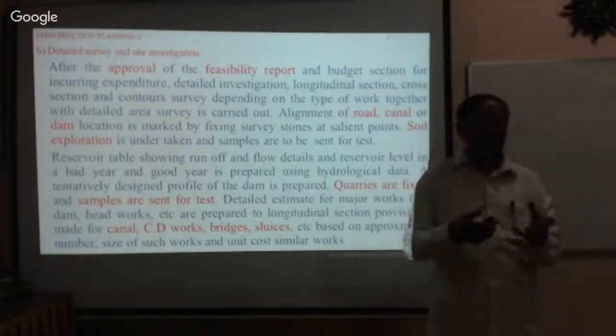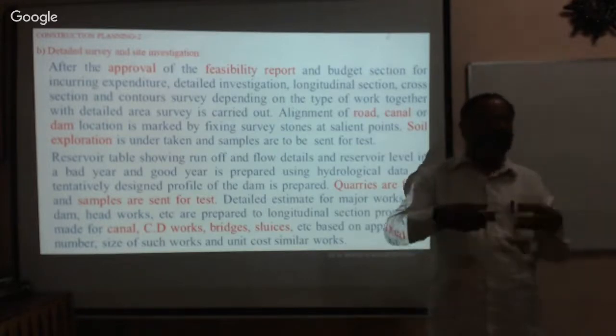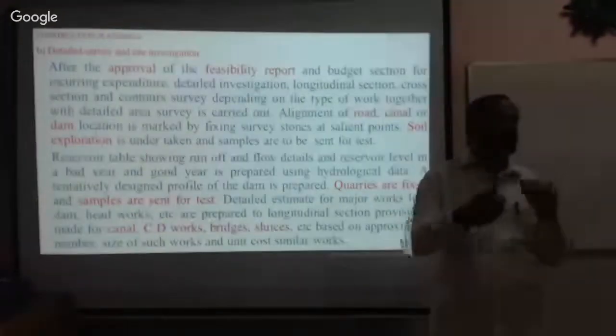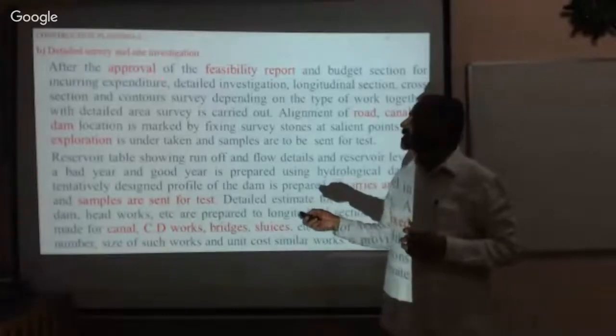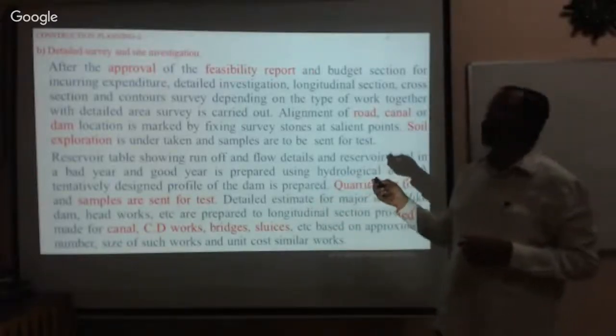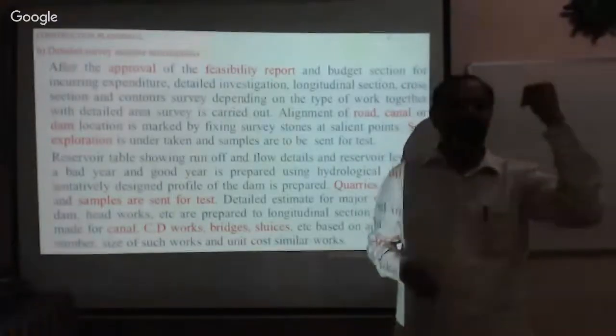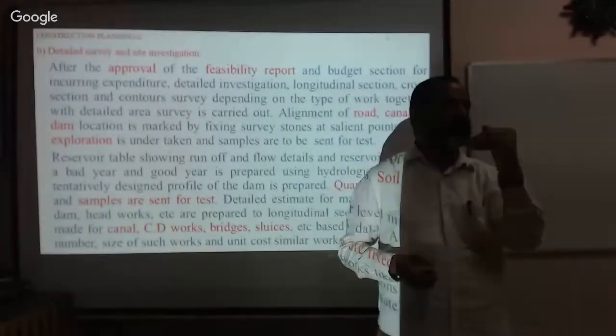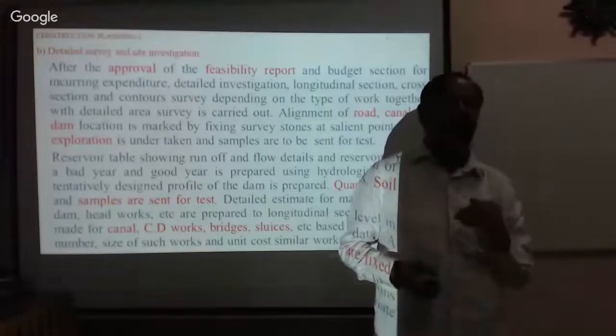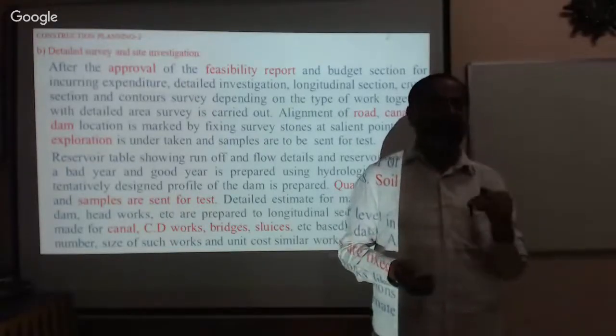That is, yes, this project can be done, we will pay the money, you proceed. Then the second stage will start. This is the second stage. After approval of the feasibility report, the administrator will give you the approval. Yes, you can proceed. Then your problem now starts, isn't it? The real problem starts from this point. The real job starts from this point.